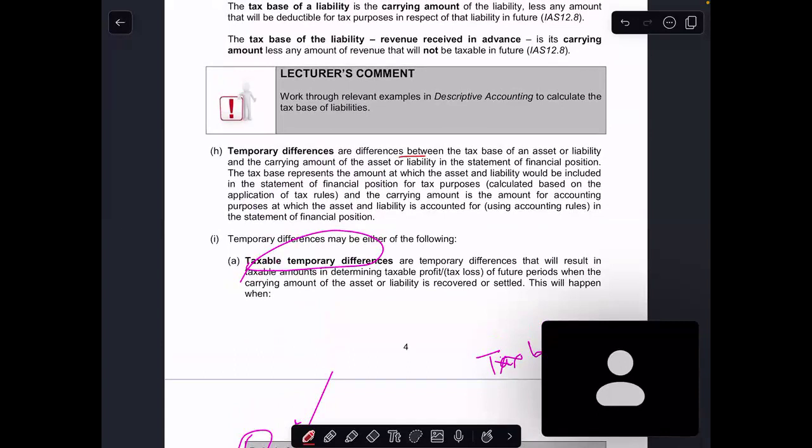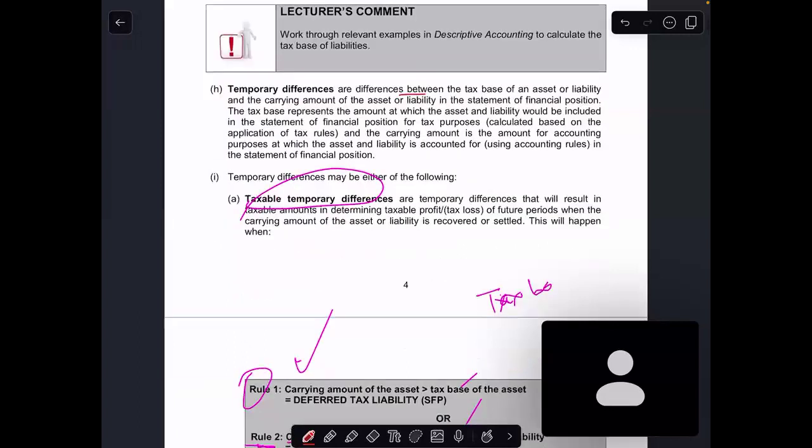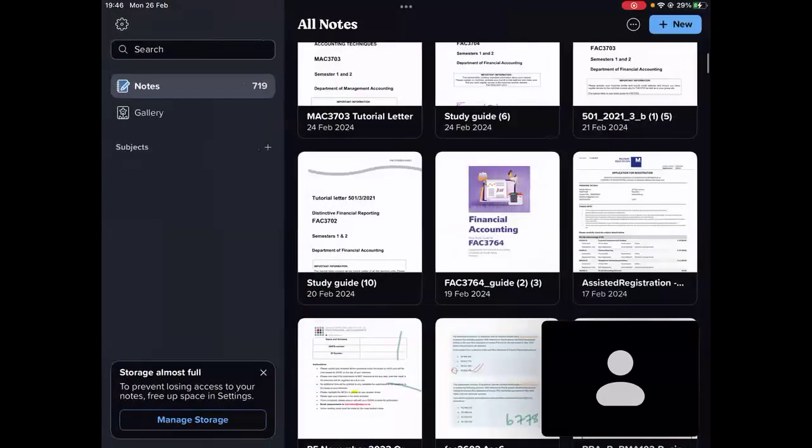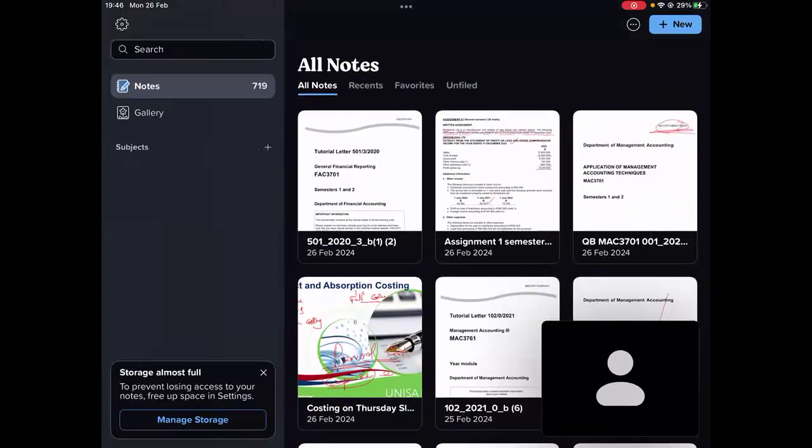We should understand the following order: determine whether the movement in the temporary difference is taxable or deductible. You look for it on your own. But just know that if it is a taxable temporal difference, you deduct it. If it is a deductible temporal difference, you add it. Taxable deduct, deductible add.